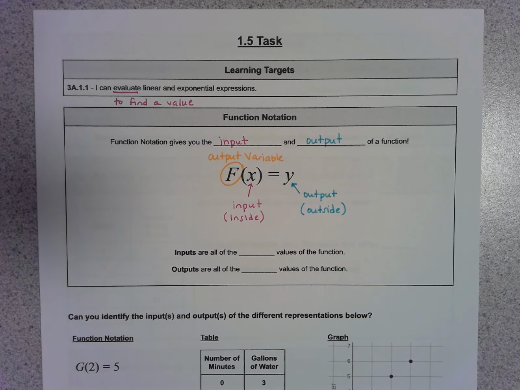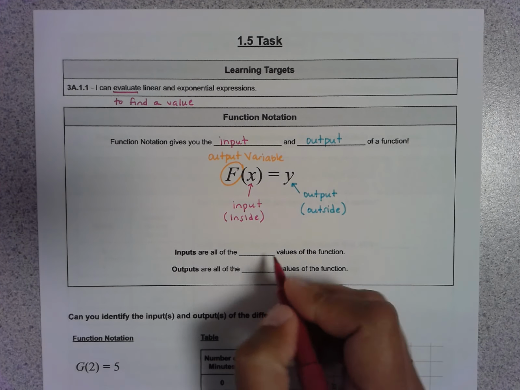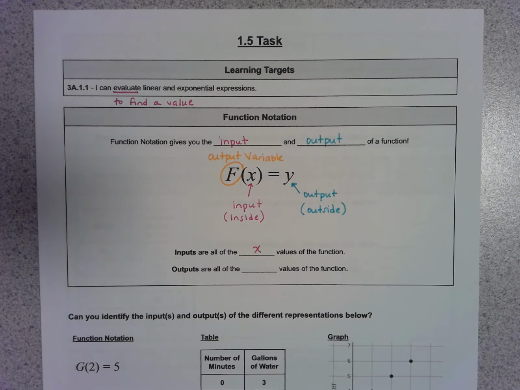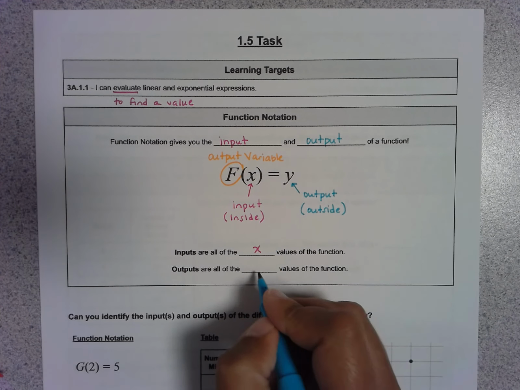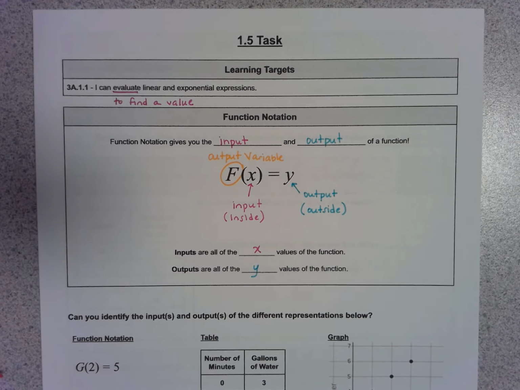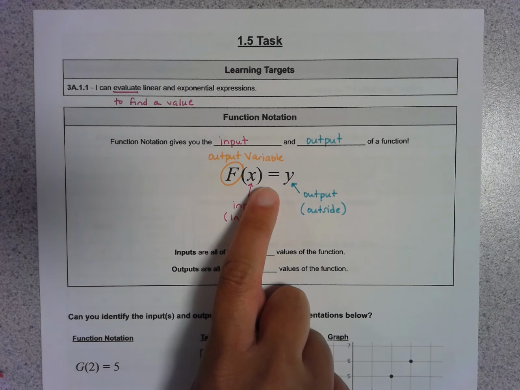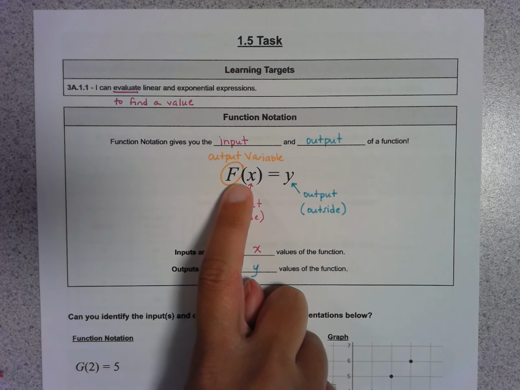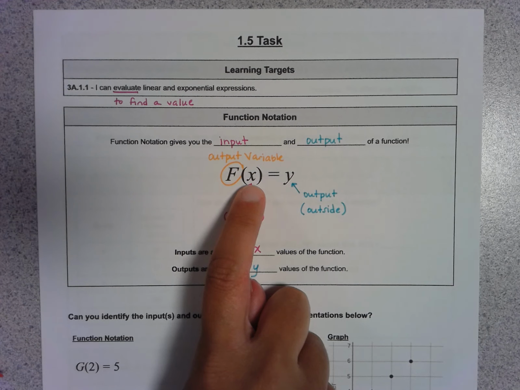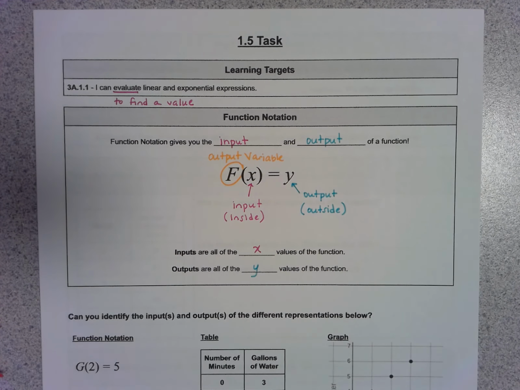Just as a reminder, the inputs are always the x values in a function, and the outputs are always the y values in a function. So if I was to read this out loud, I might say f of x equals y. The number of, let's pretend f stands for fish, the number of fish at time x is equal to y.